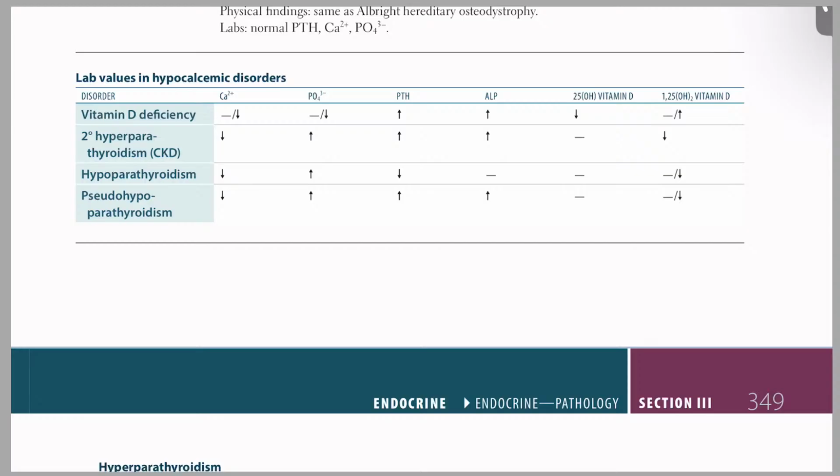Secondary hyperparathyroidism, CKD: calcium decreases, phosphate increases, PTH increases, ALP increases, 25-OH vitamin D not affected, and 1,25-OH vitamin D decreases.